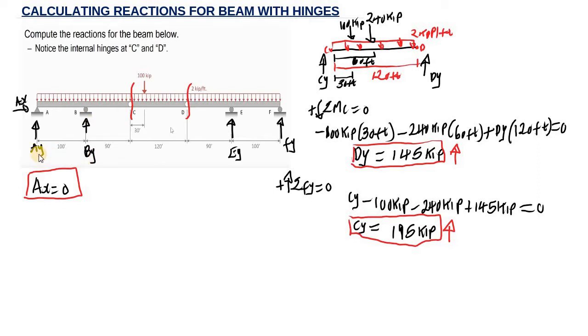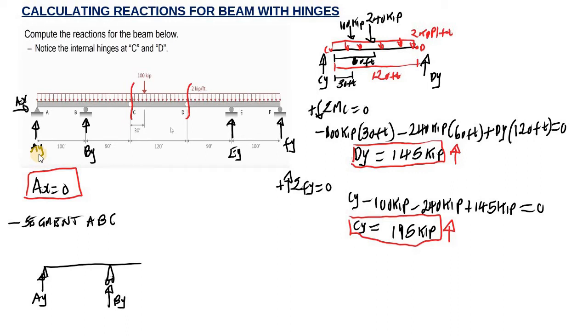So we're going to take a look at segment ABC, or I'm going to say, make a section at point C and look to the left. So I'm going to write this as segment ABC. Now, segment ABC, if you take a look at this, we are going to have something like this. So this is the pin support, and we are having AY acting upward, and we know AX is equal to 0. So we are having a roller support at point B. So this is BY acting upward.